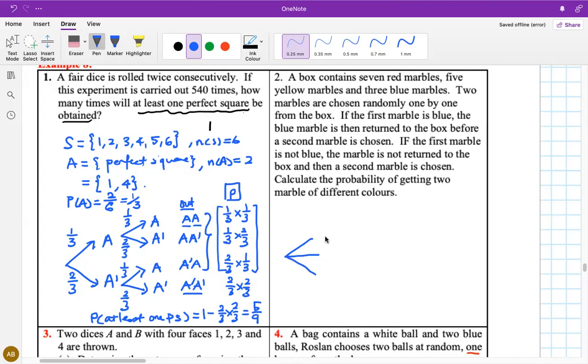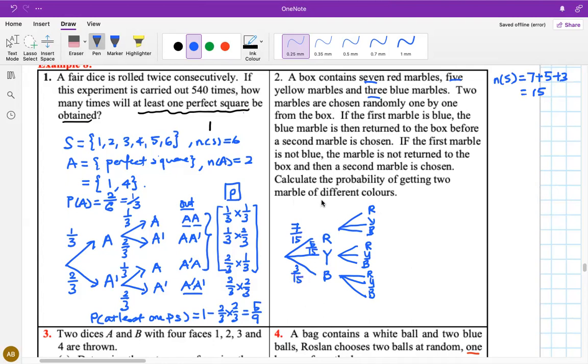So the tree diagram will have red, yellow, and blue. The second time, you also get red, yellow, and blue. This one is the same, red, yellow, and blue, and here is also red, yellow, and blue. The numbers of marbles are 7, 5, and 3, so the total number of marbles for the first pick is 7 plus 5 plus 3, which is 15. Therefore, the probability of a red marble the first time is 7 over 15, then 5 over 15, and also 3 over 15.